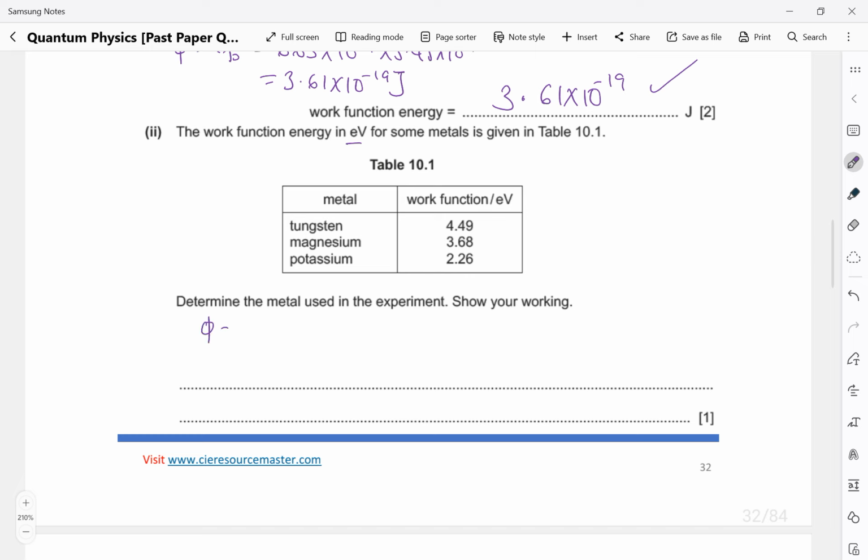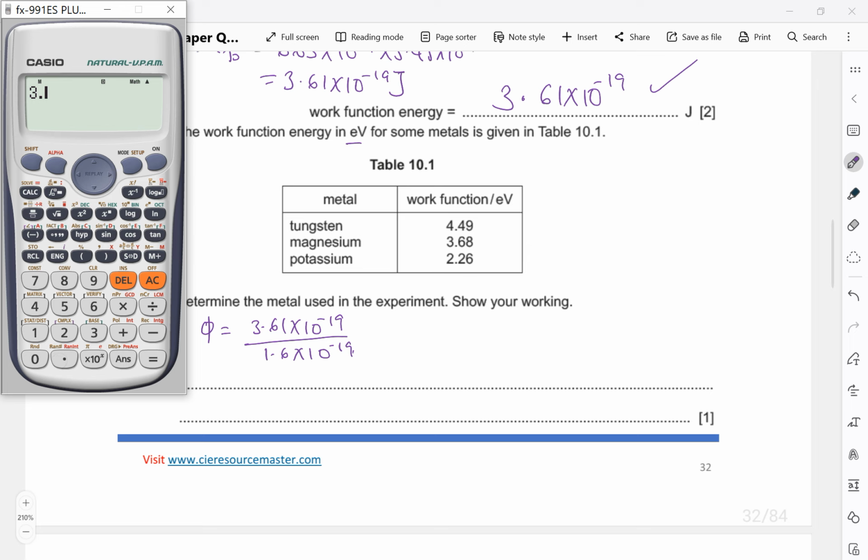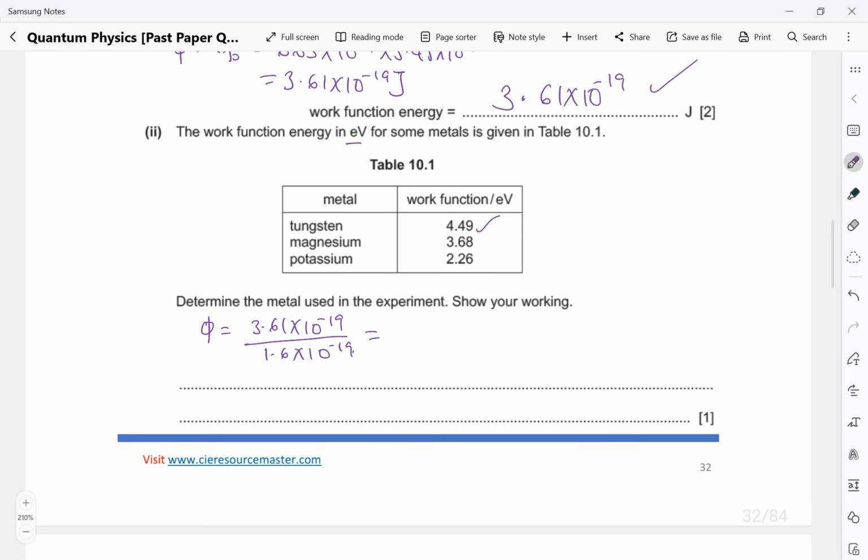The work function given is 3.61 times 10 to the power of minus 19. We change it to electron volts. So 1 electron volt is 1.6 times 10 to the power of minus 19. I'll just divide 3.61 by 1.6. That is 2.26, to three significant figures, 2.26 electron volts. Therefore, the metal used here is potassium.